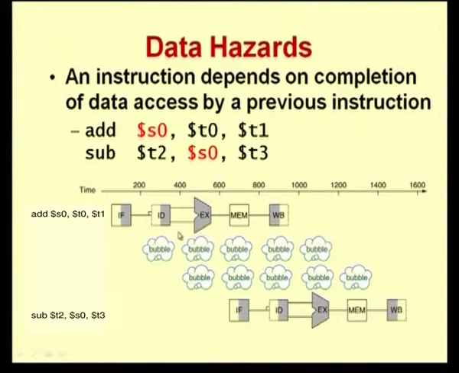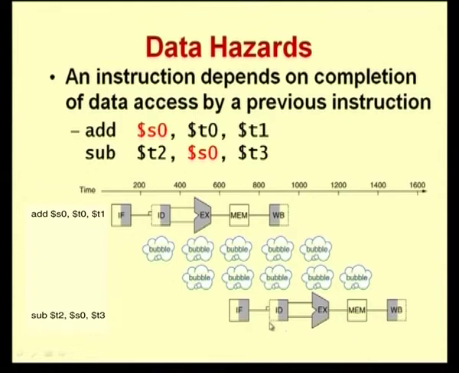Obviously, if you read S0 in this clock cycle, you will not get the updated value which is to come from the add instruction. Instead, you will get some old value of S0. If you access that and continue your execution, naturally the answer will be wrong. So what do we have to do? We have to wait until the first instruction writes the value into the register, and only then can I read it from the register.